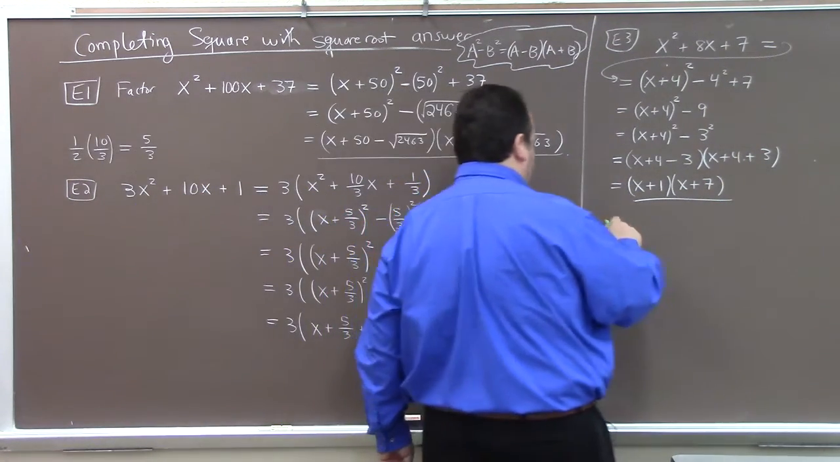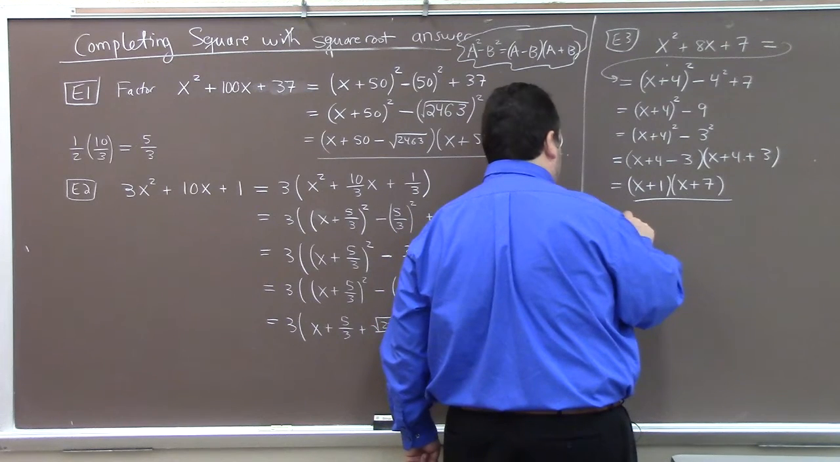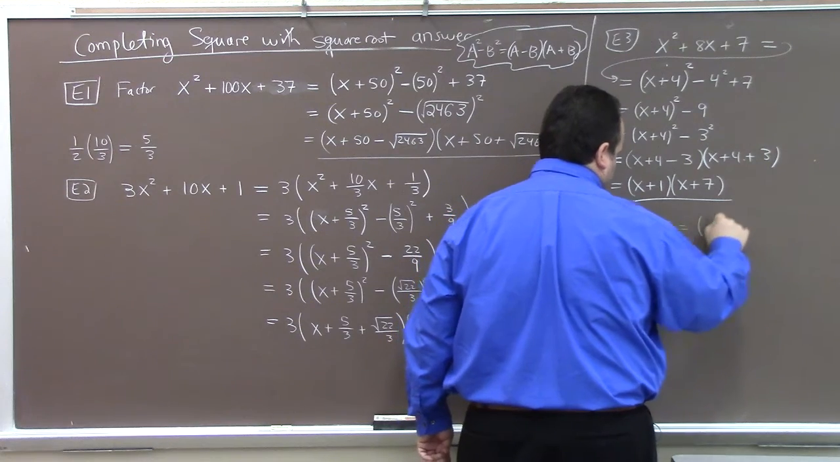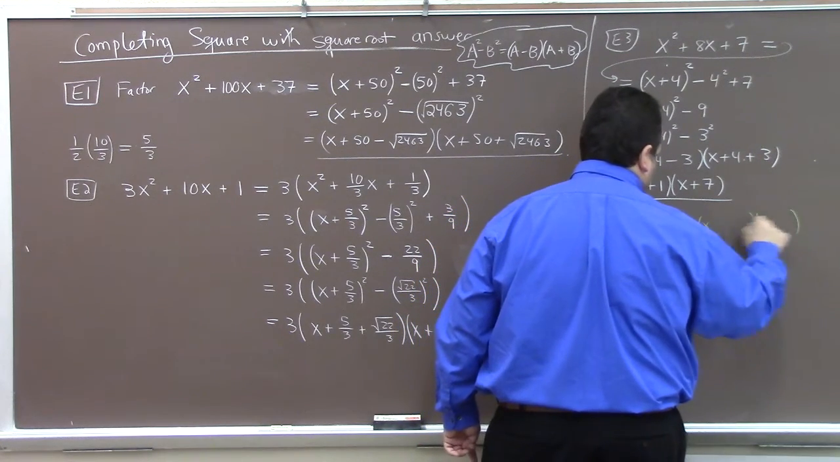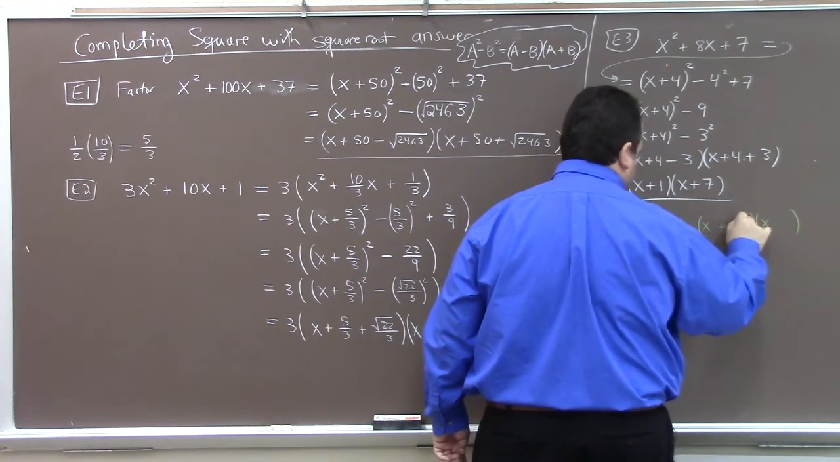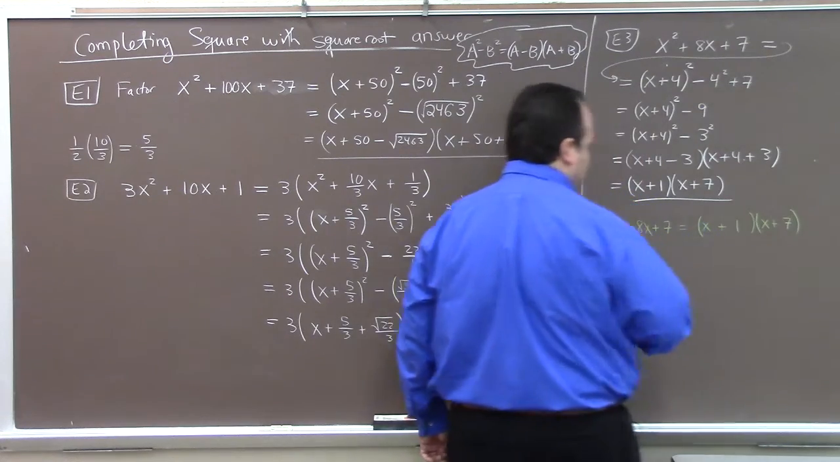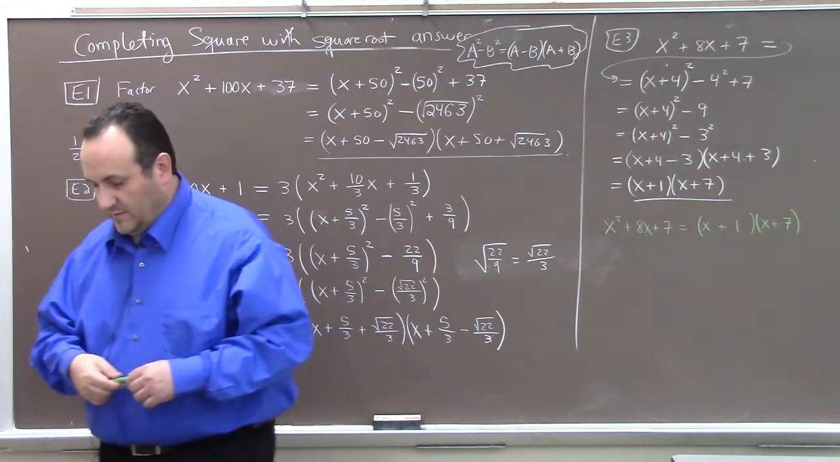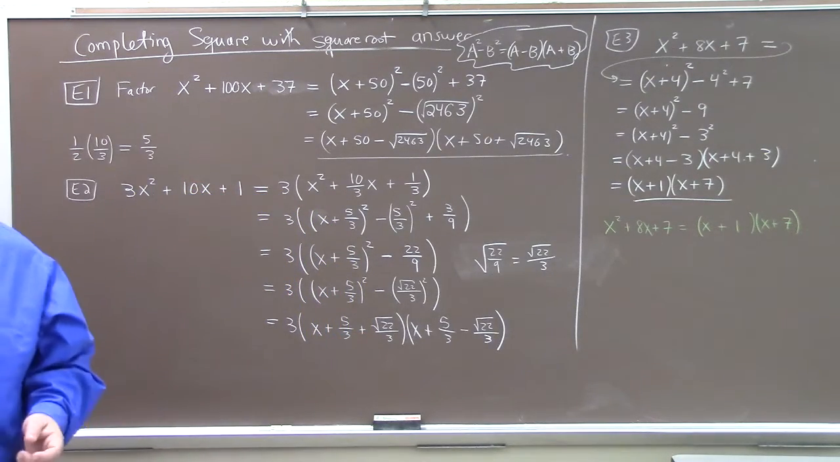But I point this out because if for some reason you couldn't see that this just factors as x plus 1 times x plus 7, you can always derive your way out of the hole with completing the square because it's an algorithm.